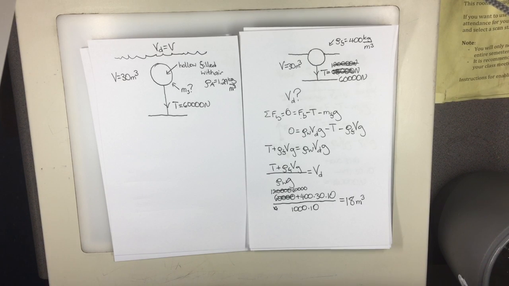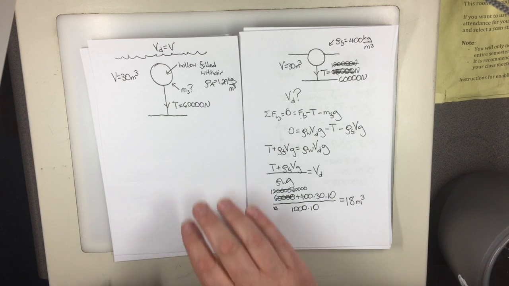So given a tension of 60,000 newtons and a volume of 30 cubic meters, the balloon effectively is filled with air, which is at that density, and the shell is made of some substance which is infinitely thin, but does have mass. So the question is, what is the mass of the shell? And you do the same thing that you've done before.